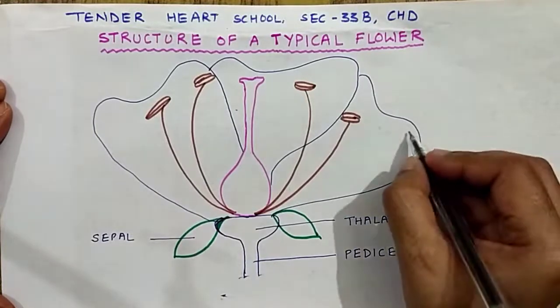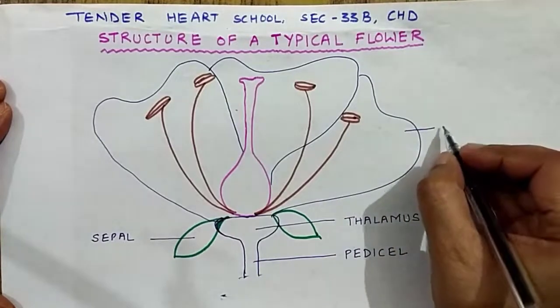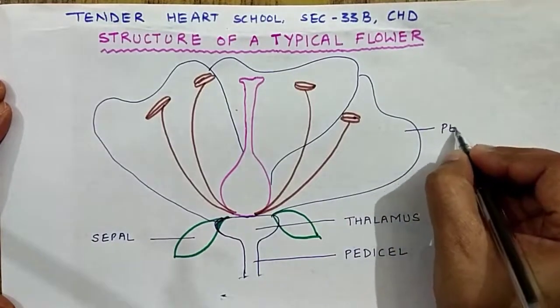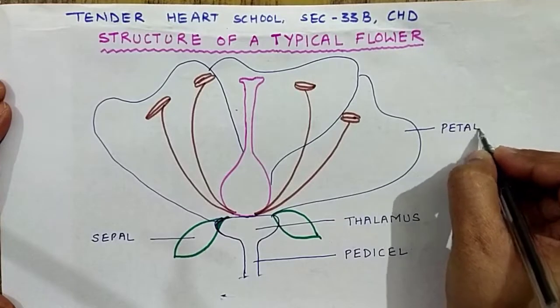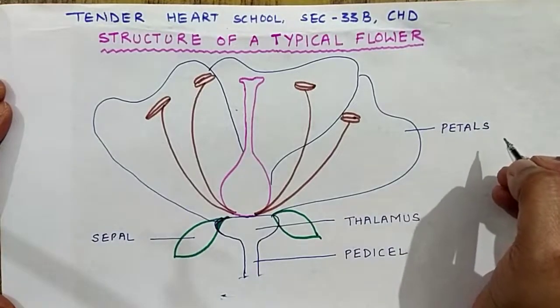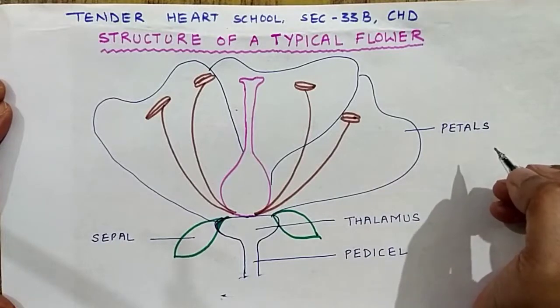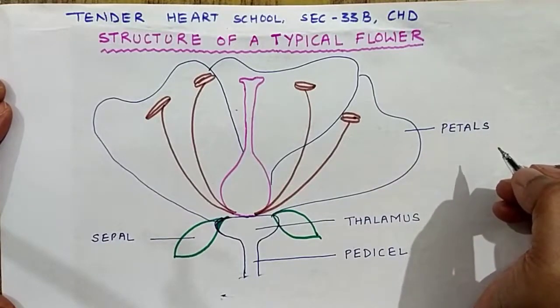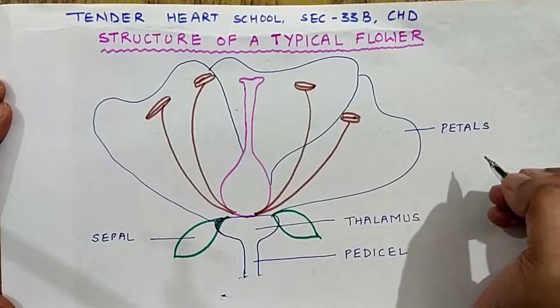Okay. Then this is the colored part of the flower, which is called the petal. Petals are to attract the insects for pollination. Their function is to attract the insects because they are brightly colored. So insects get attracted toward the flower and they cause pollination.